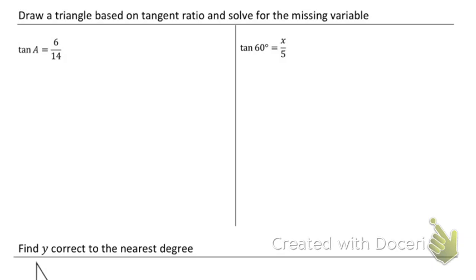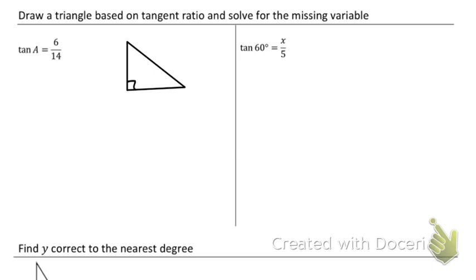This is a bit new, though, because it does say take a tangent equation and turn it into a drawing. We can do that because we have tangent A equals 6 over 14. Tangent deals with right triangles. So the first thing I'm going to do is, okay, it's tangent, so let's draw a right triangle. There is my right triangle.